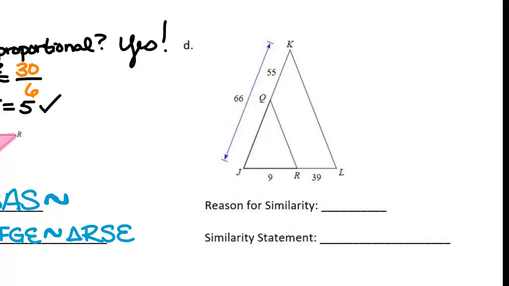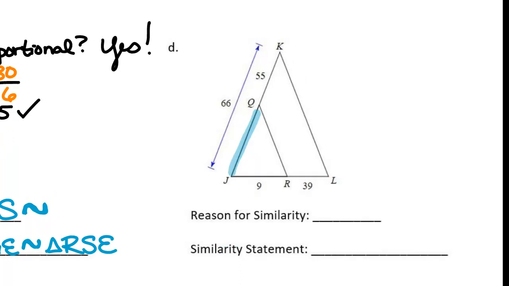All right. D. D looks a little bit weird. I have one triangle nested inside the other. I'm going to look at this little blue triangle, and then we will look at the much larger triangle that I'm going to outline in black. Oops, that's really tiny. So we have these two triangles here.